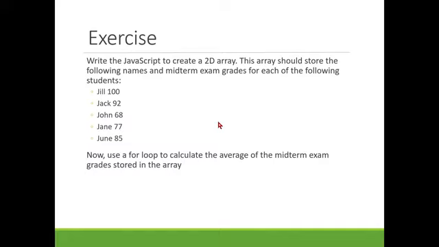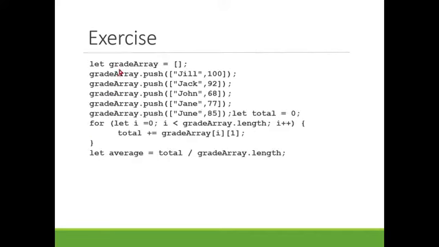Okay, for this one, I don't think I'm going to type out all the code. Let's just look through some solutions. There are 2 basic ways to do this. Here's the first one. We can create a grade array, and then inside that we can add smaller inner arrays that have one name and their score.